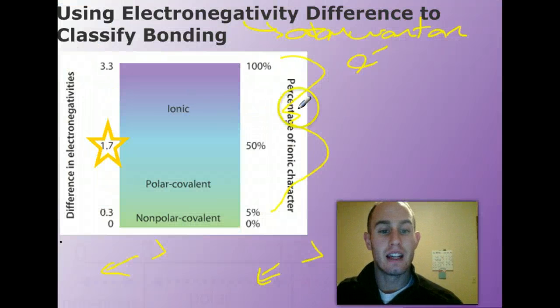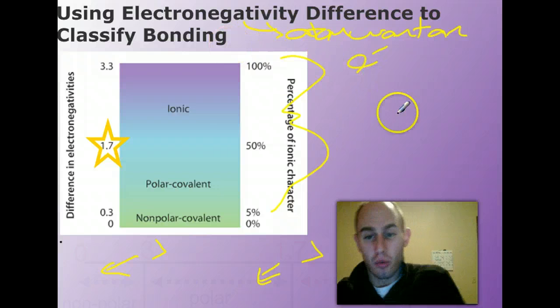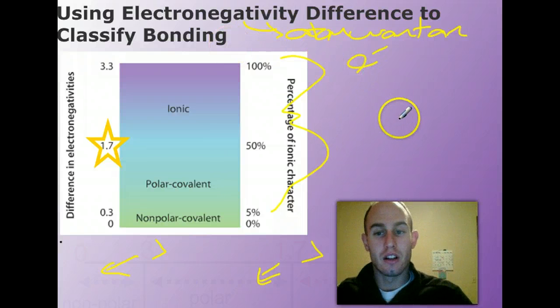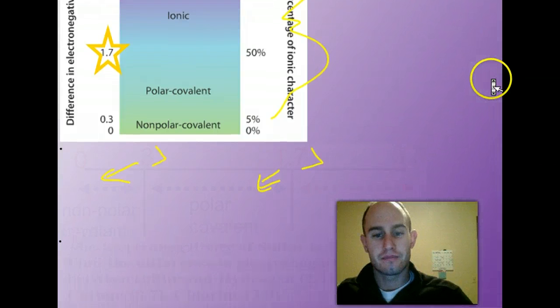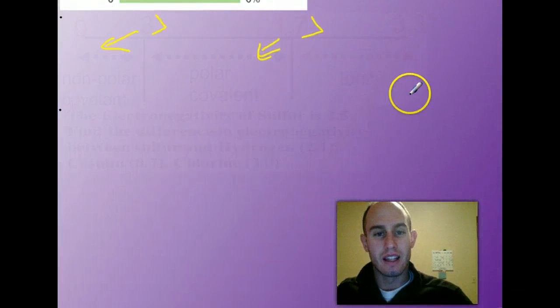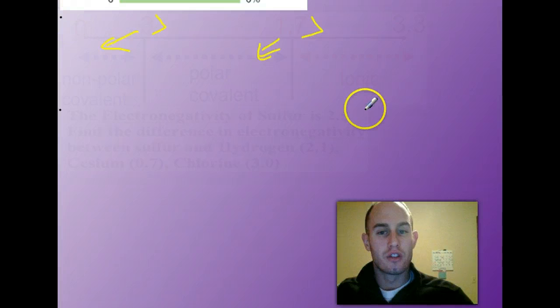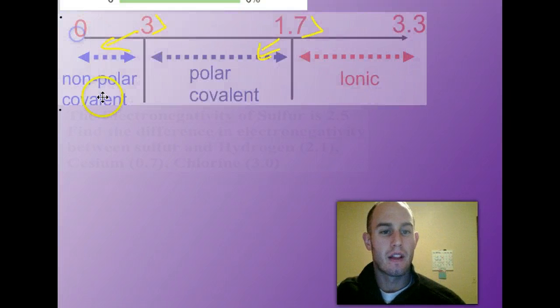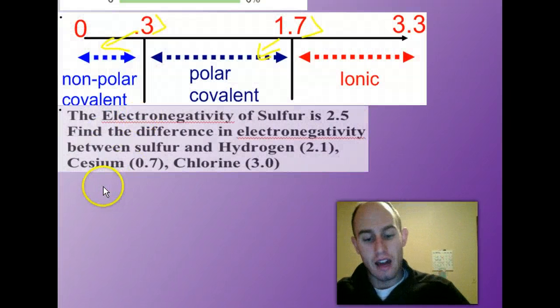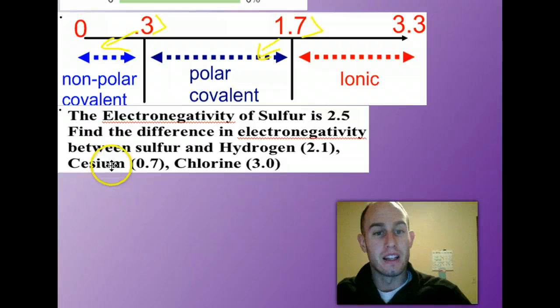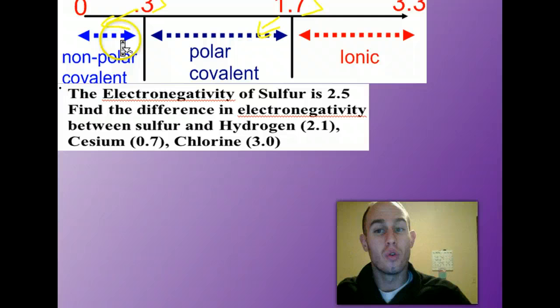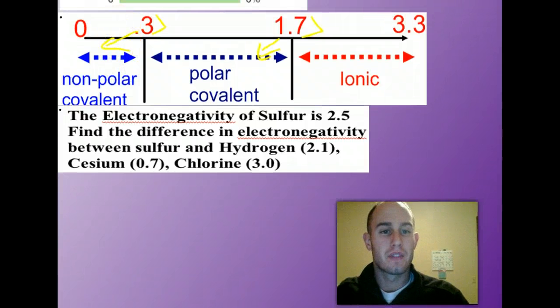And we apply that here in one of our example problems. So let's take a look here at our example problem. Again, we have our trends here that we're going to need to use. Again, we need to remember 0 to 0.3, and 1.7 to 3.3.